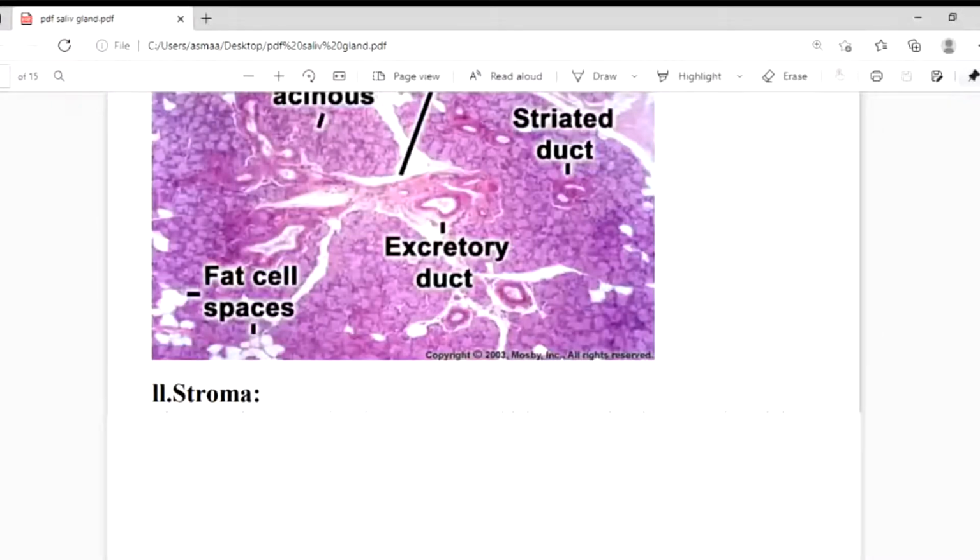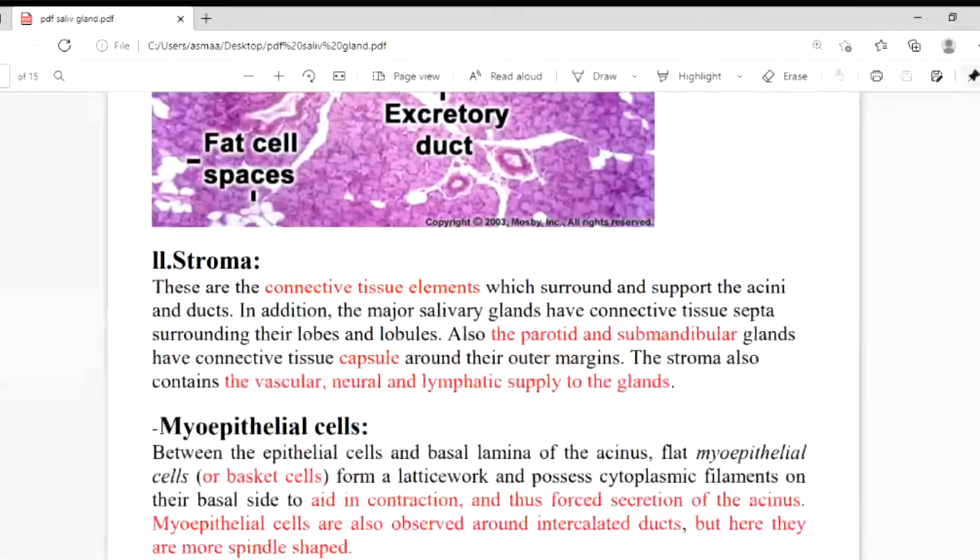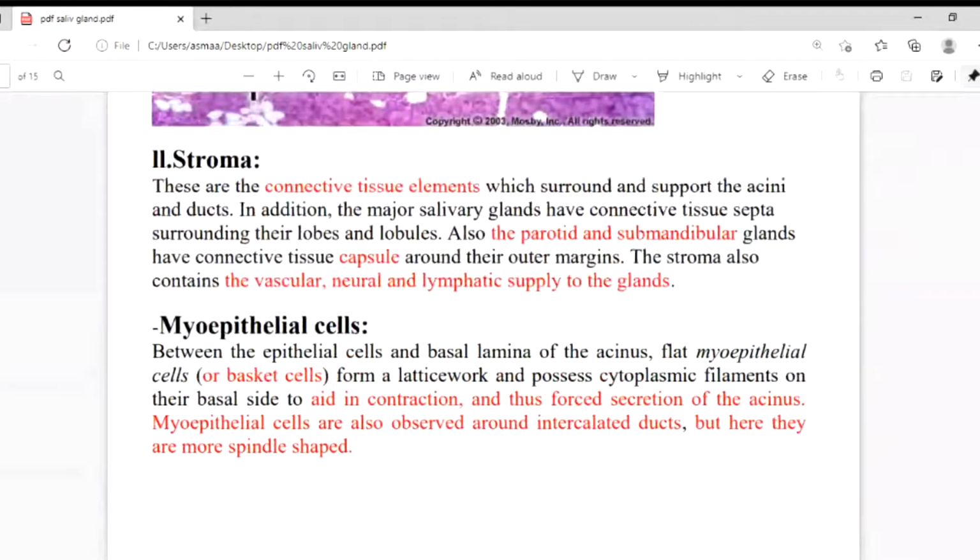We finish the ducts of the gland. Now we reach the stroma. What is the stroma? The stroma is the connective tissue between the lobules that surrounds and supports the acini and ducts. In addition, the major salivary glands have connective tissue septa surrounding their lobes and lobules.